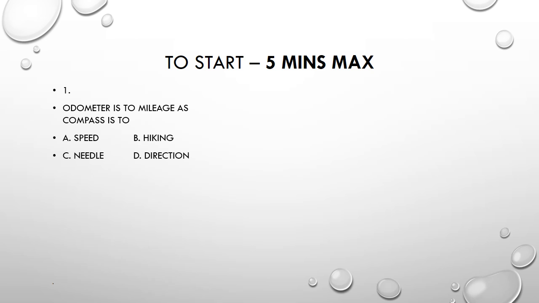Odometer is to mileage as compass is to A, speed, B, hiking, C, needle, or D, direction. Okay, odometer is to mileage as compass is to what? You got it? Okay, right. So this is one of the things where you don't actually really need to know what an odometer is in order to work this out. It helps, of course, but it's just about the relationship, isn't it, between words. So odometer is to mileage as compass is to what?